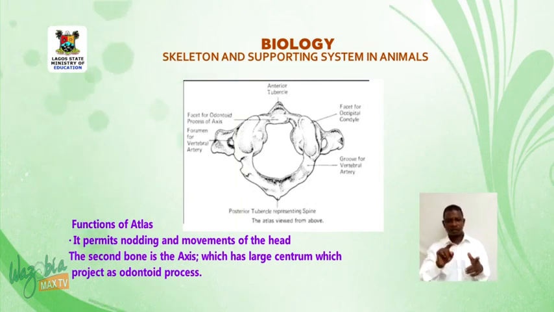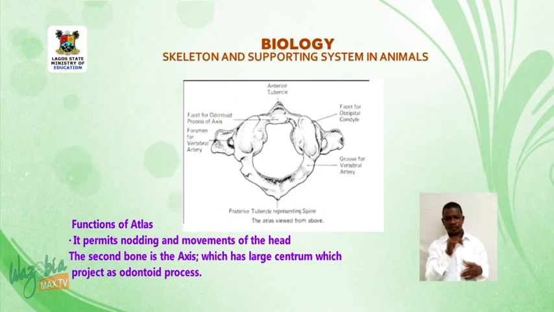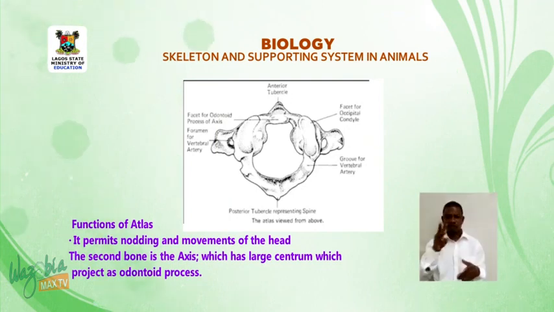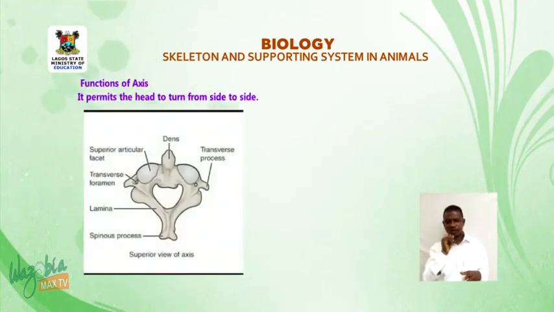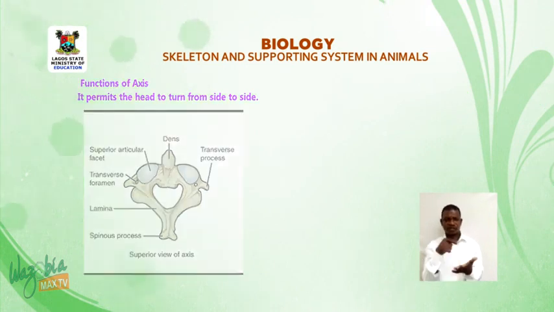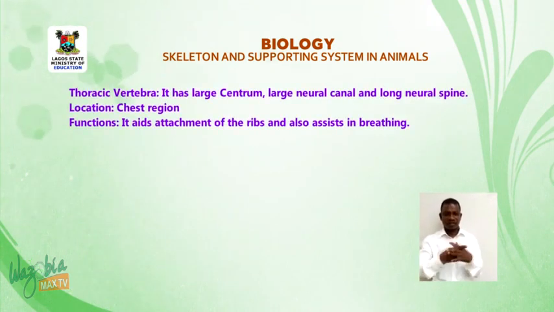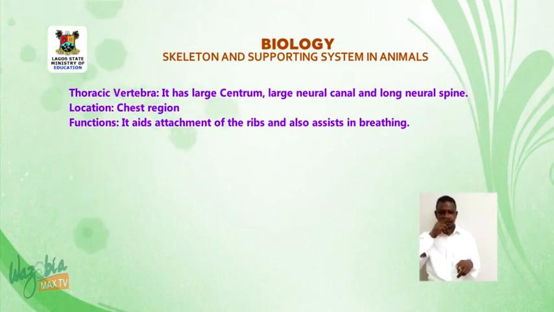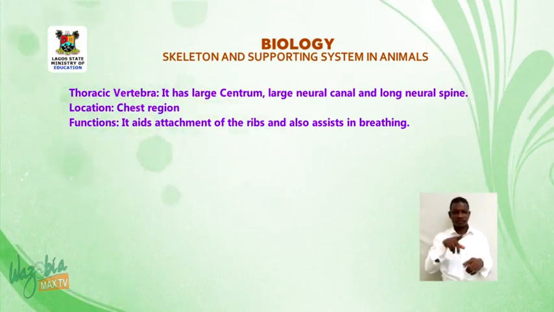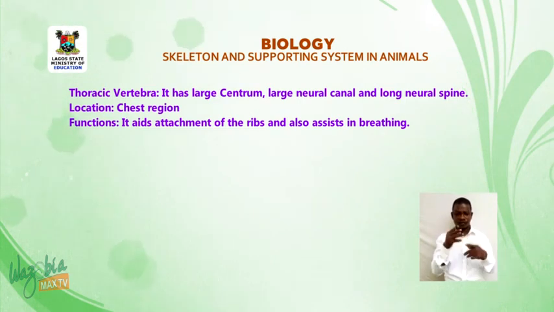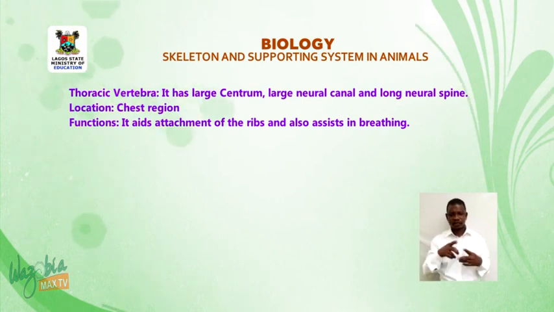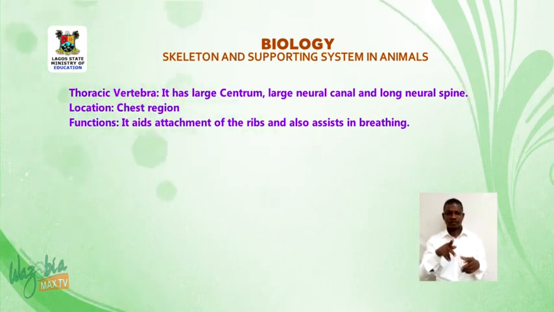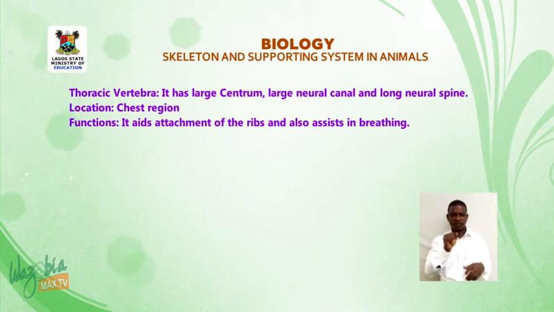The second bone is the axis, which has a large centrum which projects as odontoid process. Function: it permits the head to turn from side to side. Thoracic vertebra. It has large centrum, large neural canal, and long neural spine. Location: at the chest region. Functions: it aids attachment of the ribs and also assists in breathing.